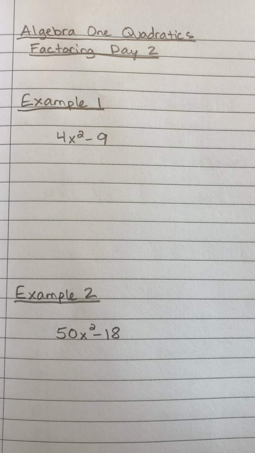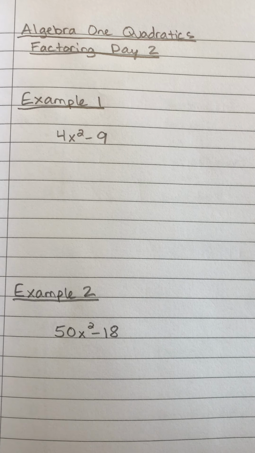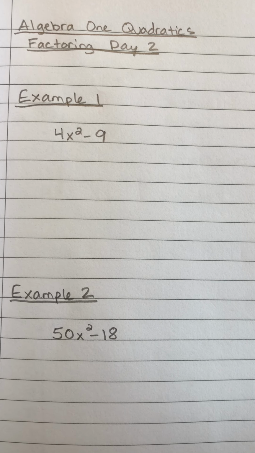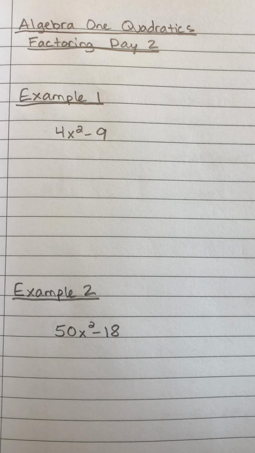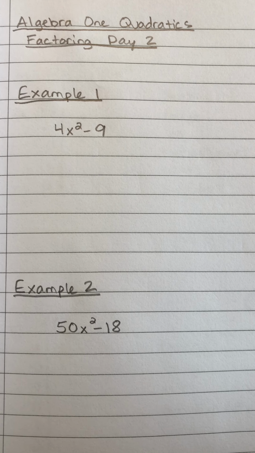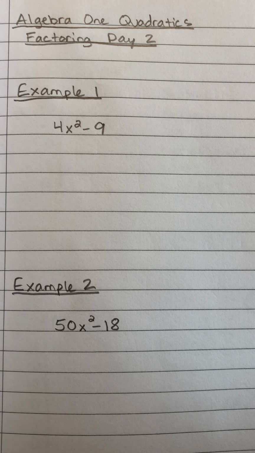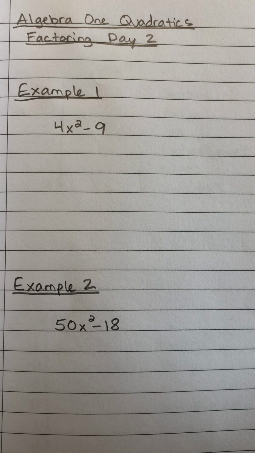We're going to be working on our second day of factoring in Algebra One Quadratics. What we're going to be focusing on today is actually going to be a difference of perfect squares. So what we're going to see with all of our problems is there's going to be a difference, or for us, it's just going to mean a subtraction sign. Also, the numbers that we're going to try to factor will start out or will eventually become perfect square numbers.